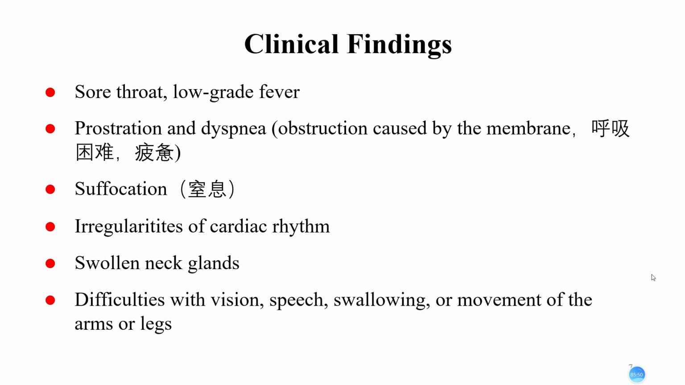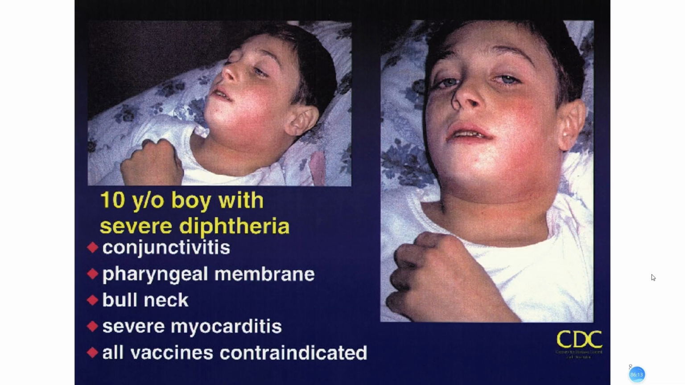The patient also suffers from irregularity of cardiac rhythm, so heart problems, swollen neck lines, and also difficulties with vision, speech, swallowing, or movement of the arms or legs. Okay, so here's an example of diphtheria infection in a 10-year-old boy. And you can see here the swelling of the neckline, okay?